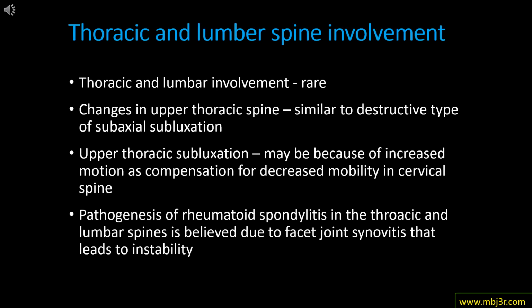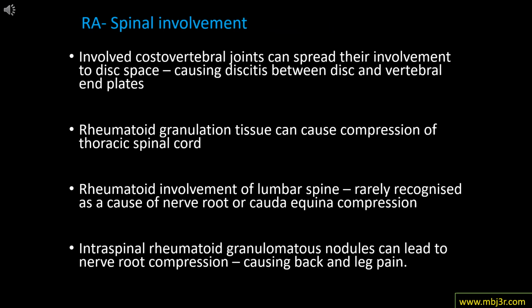Thoracic and lumbar spine involvement in rheumatoid arthritis is rare. Changes in the upper thoracic spine are similar to the destructive type of subaxial subluxation. Upper thoracic subluxation may be because of increased motion as a compensation for decreased mobility in the cervical spine. Pathogenesis of rheumatoid spondylitis in the thoracic and lumbar spines is believed to be due to facet joint synovitis that leads to instability. Costovertebral joints can spread their involvement to the disc space, causing discitis between the disc and vertebral end plates.